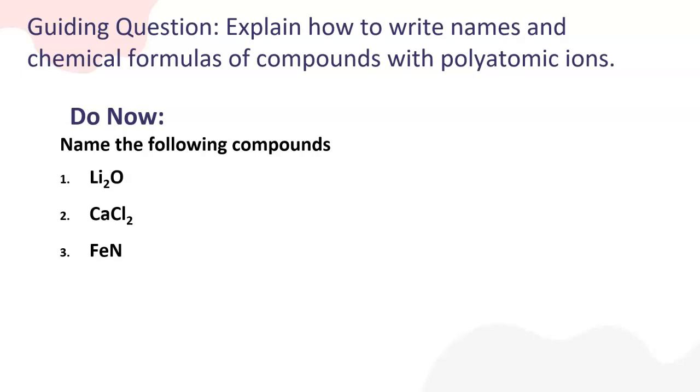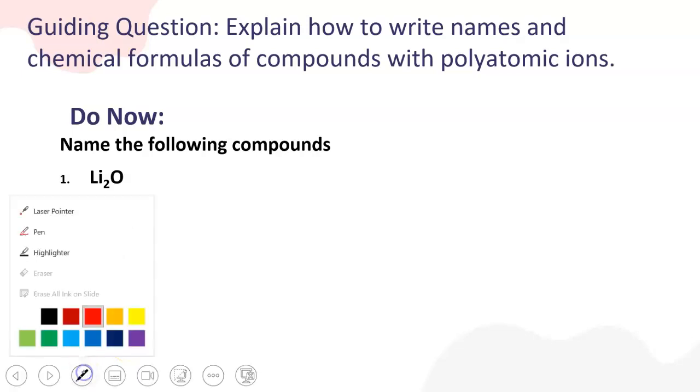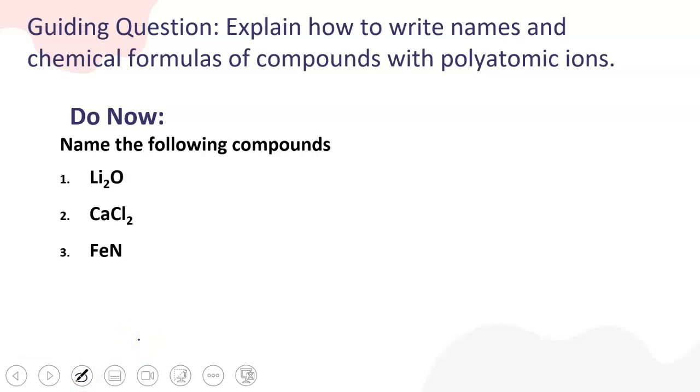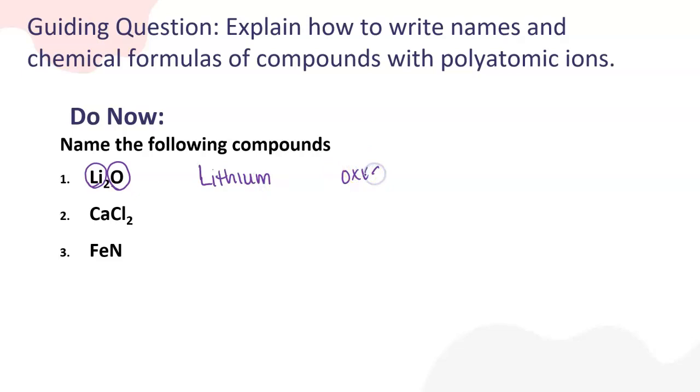For the do now, we're going to review some of the concepts that we've covered in the past. So name the following compounds. Remember that we start with the names of the two elements, so lithium and oxygen. Since lithium is not a transition metal, we do not need to use Roman numerals for it because it only forms one type of charge, which is the +1 charge. So for oxygen, we change the ending to IDE, so it becomes lithium oxide.